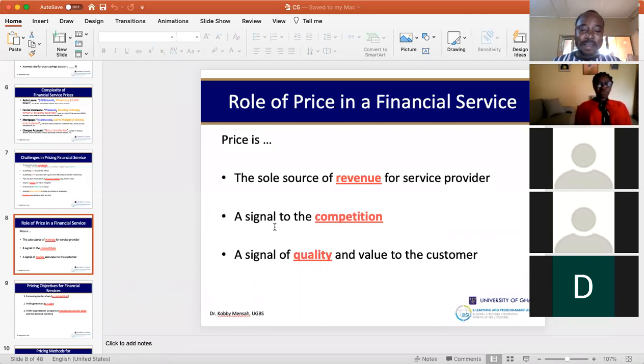Fine. Anyway, so let's look at the role of price in financial services. Now, pricing, not only in financial services, but generally, plays these 3 key roles, isn't it? They are a source of revenue, as we said, all right? Pricing is also a signal to the competition, and then a signal of quality. Who can explain the last 2? Obviously, the first one is clear. The last 2.